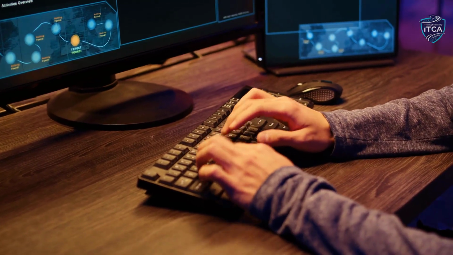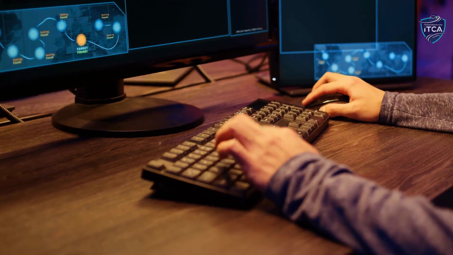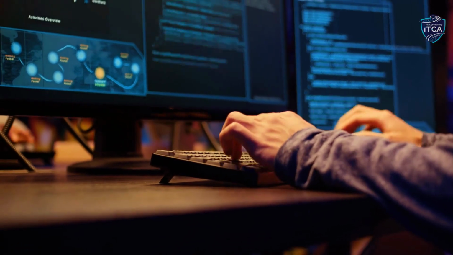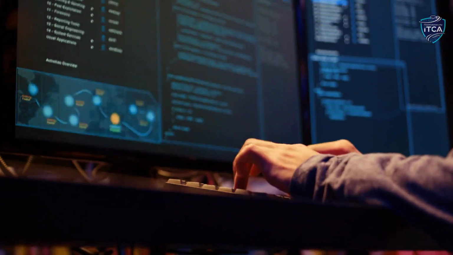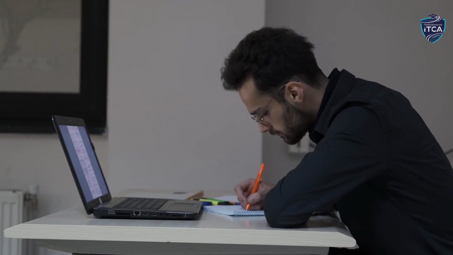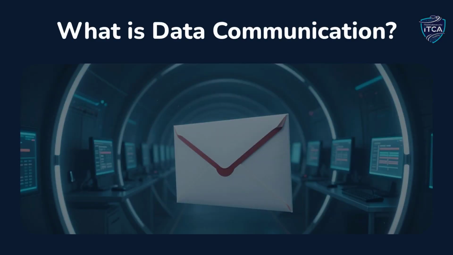By the end of this module, you won't just memorize definitions. You'll understand how data communication works from the ground up, so future cybersecurity topics don't feel confusing or disconnected. This lesson is designed for beginners, students, career switchers, and anyone who wants a solid foundation in cybersecurity done the right way. So, let's begin with the most important question.